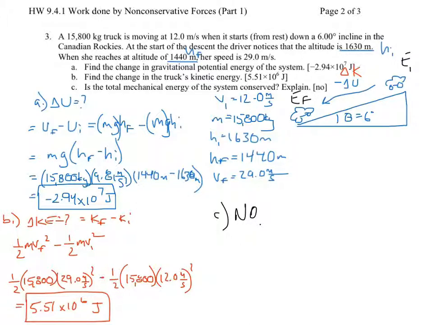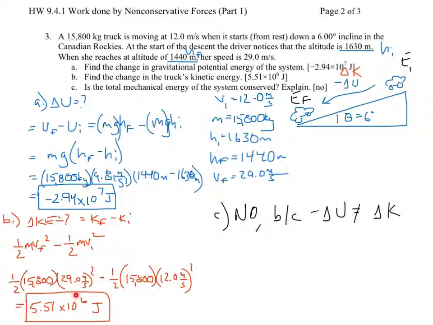Why is it not conserved? Because the negative change in potential energy is not equal to the change in kinetic energy. So you would think that if all this potential energy turned into kinetic energy, then it would be going faster because it should have 2.94 times 10 to the 7th joules of kinetic energy down here. But it doesn't. It has less. So what happened to it? Probably got lost to friction.